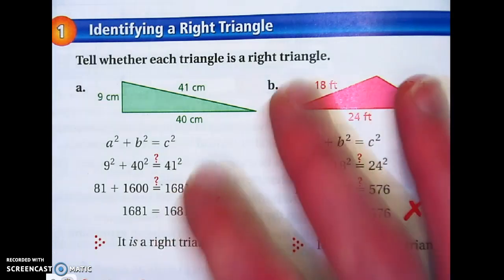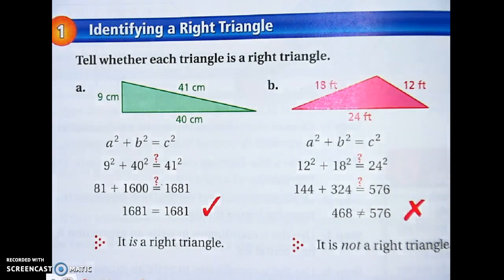These triangles are a horrible example of that because it is blatantly obvious which one is right and which one is not, based on what the picture looks like. But sometimes the picture may be deceiving.